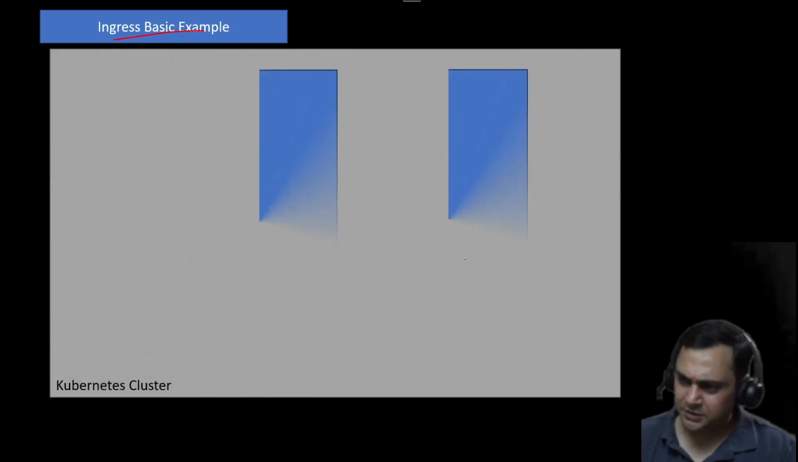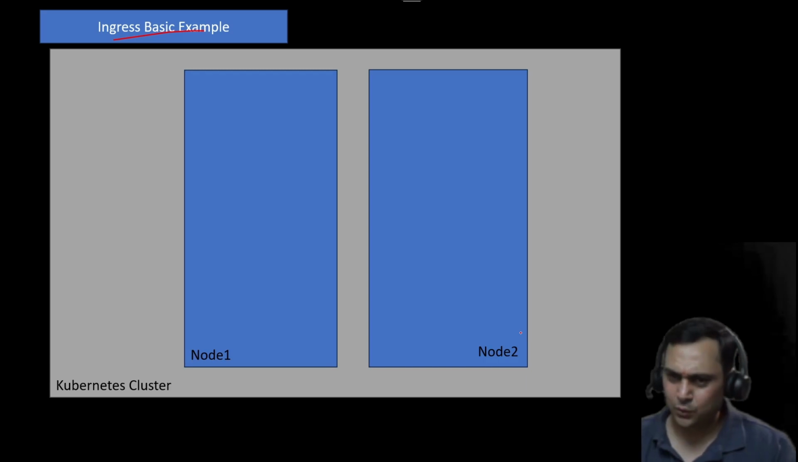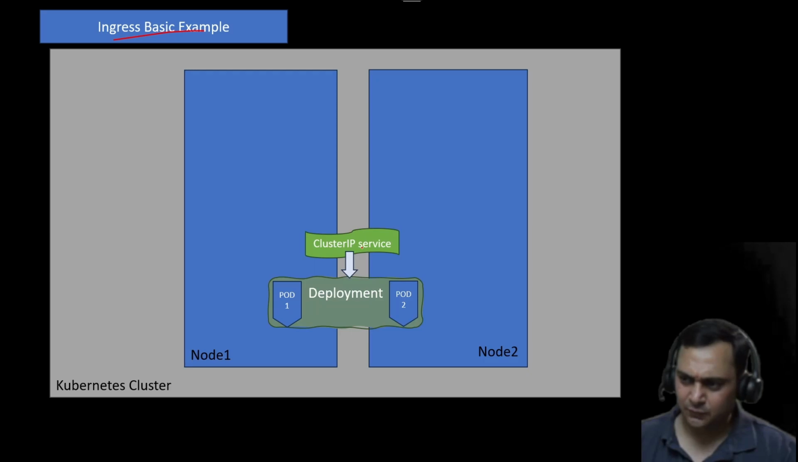This is my Kubernetes cluster here, and inside this I have two nodes, whether you call it a node or worker node, whatever. And inside this we have one deployment which has two replicas of pods. Further, we created the cluster IP service which is forwarding the traffic to this deployment.